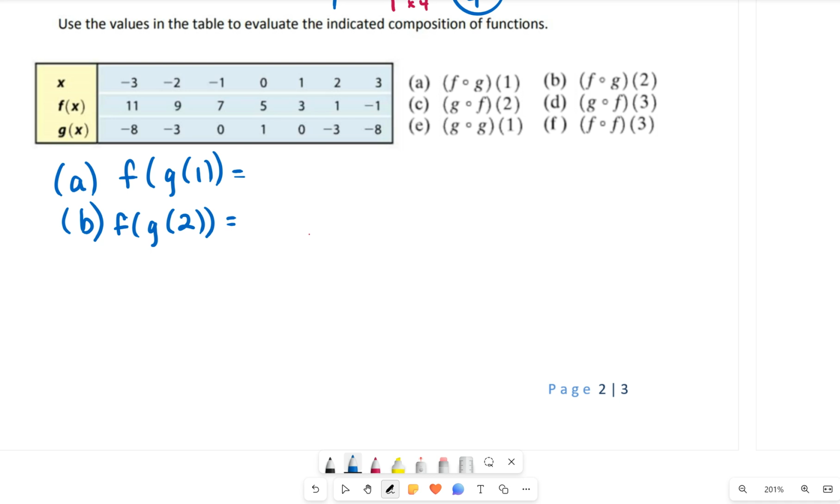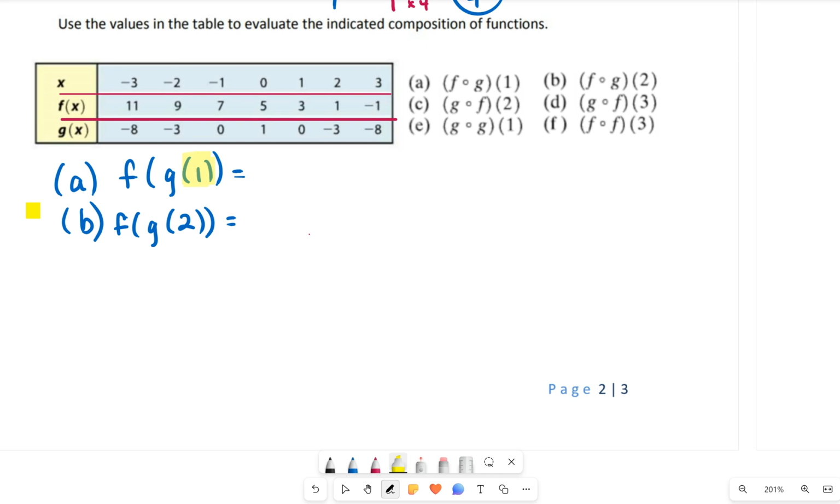Okay, so here's how you read this table. I do want you to realize that this table has 3 rows. The first row is my x row, the domain, and then it gives me the output values, the range values for 2 functions, x with respect to f of x and g then with respect to g of x, okay? So the first thing we do is we start from the innermost value.